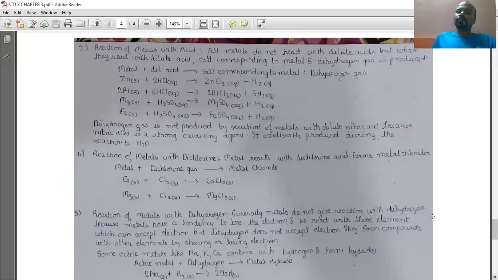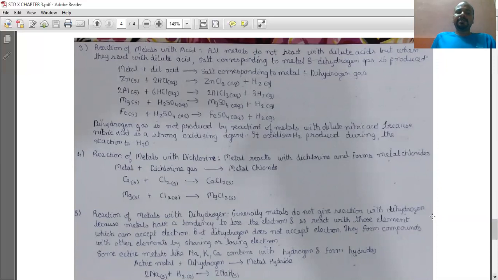Dihydrogen gas is not produced by the reaction of metals with dilute nitric acid because nitric acid is a strong oxidizing agent. It oxidizes the hydrogen produced during this reaction to water molecule.